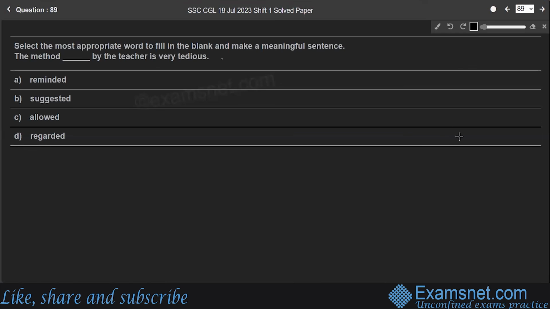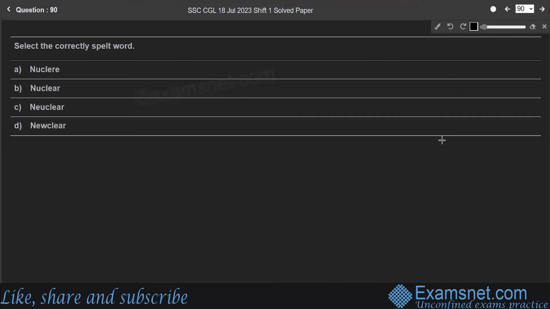Question 89. Select the most appropriate word to fill in the blank and make a meaningful sentence. The method dash by the teacher is very tedious. Here, the method has been told by the teacher, right? Therefore, suggested is the correct word. The method suggested by the teacher is very tedious because this method has been told by the teacher. It has been suggested or given by the teacher, right? Therefore, option B is the right answer.